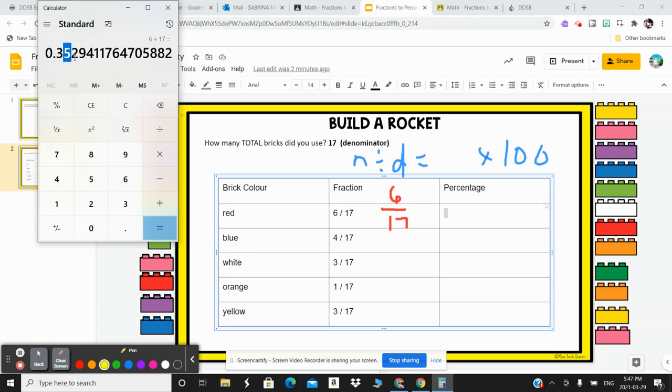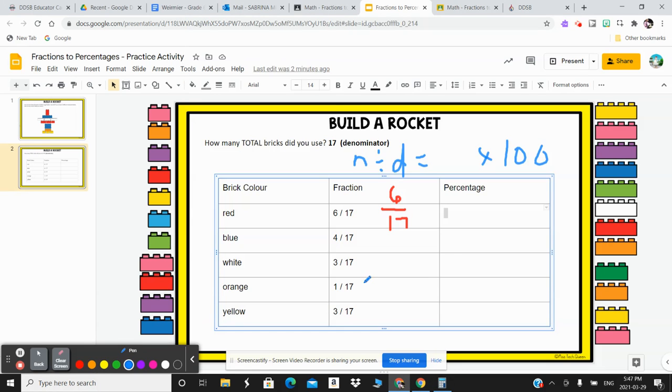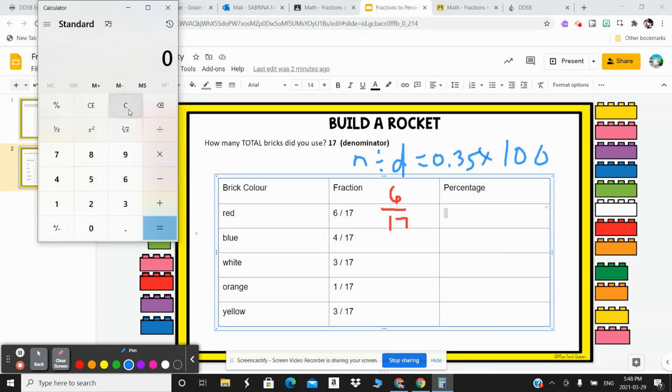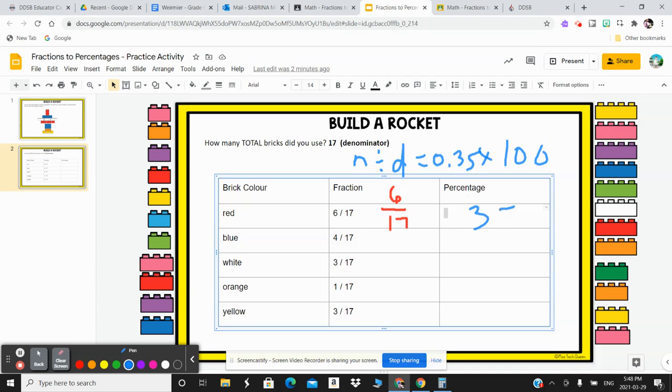5 or more, raise the score. 4 or less, leave that mess. So my hundredths column is highlighted. There we go, right here. And I have a 2 behind it, so that 5 is just going to rest. So for this, I would say it is 0.35 times 100. So if I come back over here, I'm going to clear that off, and I'm going to do 0.35 times 100. And winner, winner, chicken dinner, my percentage is 35%.